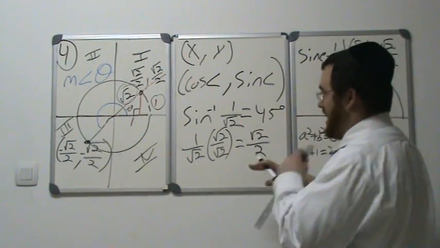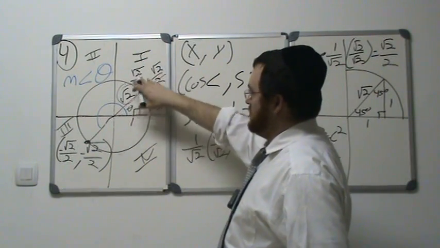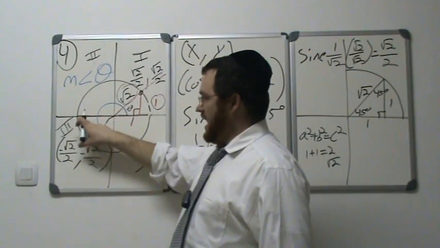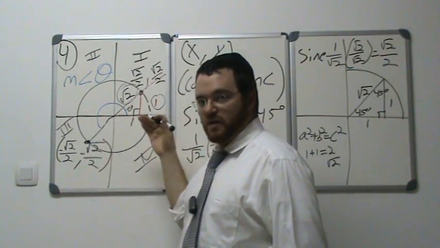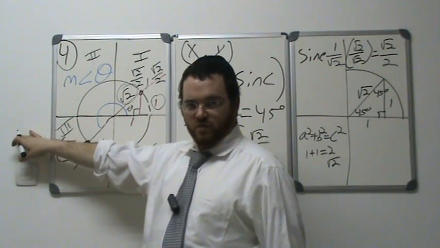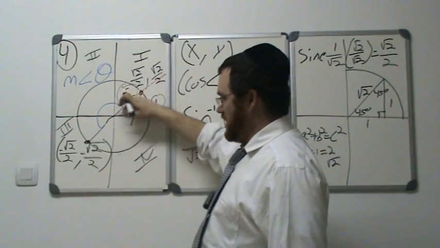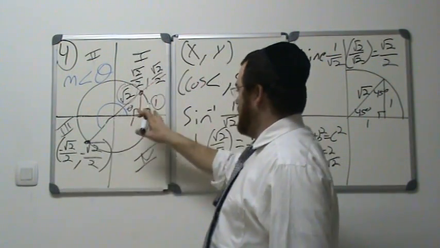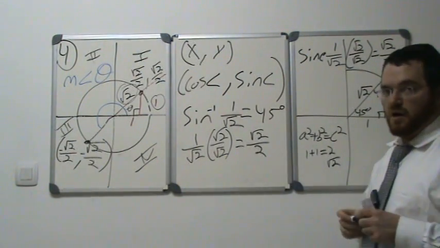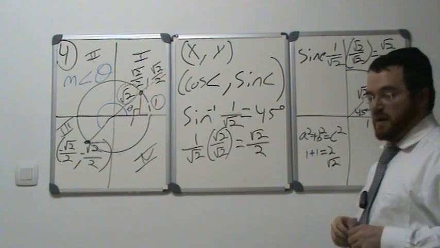So that's how they got radical 2 over 2. And it became negative because x is negative, because you're going to the left of the graph, and then y is negative because you're going down. Over here, so let's find the inverse sine of radical 2 over 2.